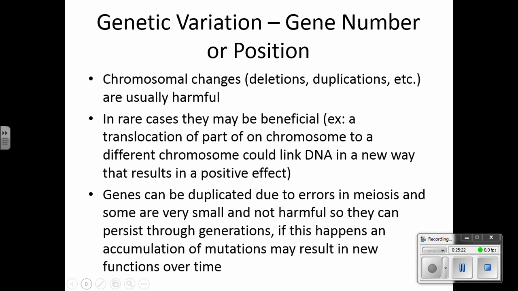Chromosomal changes, deletions, duplications, are usually harmful. In rare cases, they may be beneficial. Example, a translocation of one part of a chromosome to a different chromosome could link DNA in a new way that results in a positive effect. Again, rare. Genes can be duplicated due to errors in meiosis, and some are very small and not harmful, so they can persist through generations. If this happens, an accumulation of mutations may result in a new function over time.